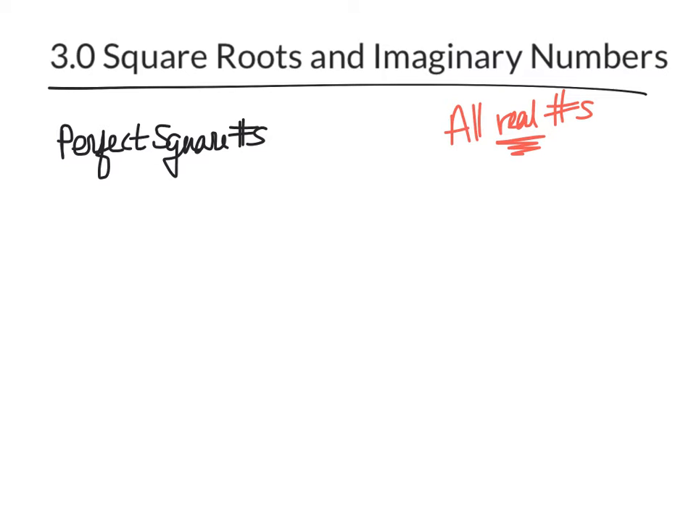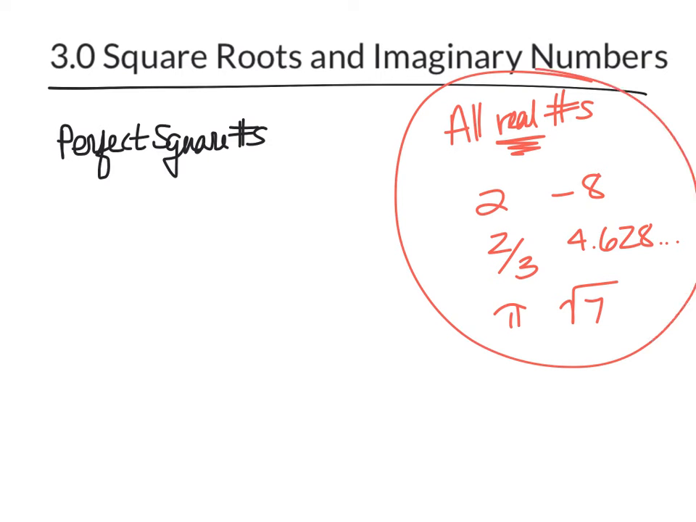And those are the numbers that you know about right now, right? Like 2 and -8 and 2/3 and 4.628, blah, blah, blah. Pi is a real number. The square root of 7 is a real number. Literally any number that you ever heard of, those are real numbers. That's why you've heard of them. Imaginary numbers are not numbers that you make up, but they are defined having to do with square roots. So you can go ahead and list these out for yourself as real numbers. And then we're going to take a break and come back to imaginary.